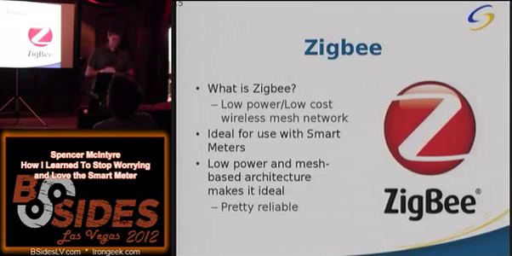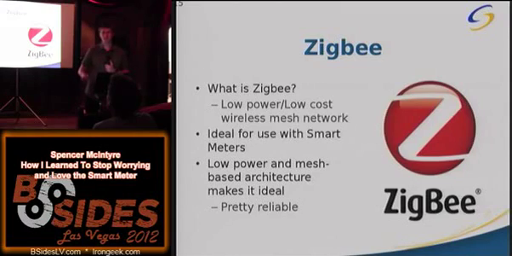So first off, we're going to talk about Zigbee and what it is. Zigbee is a low-power, low-cost wireless mesh network. This is very ideal for smart meters because of the mesh-based architecture: if one of the meters goes down because somebody disconnects it or there's some type of problem with it, it's not really going to prevent the information from being distributed. So it's very redundant. And then the low power and low cost also come into effect because these meters are going to be deployed thousands and thousands at a time. The low power is actually a really nice feature.